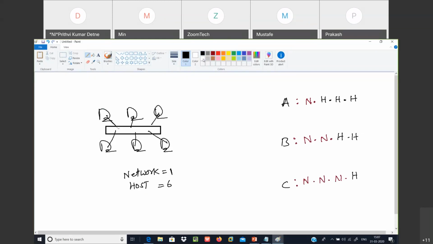Now my requirement here is network is 1, hosts are 6. So which requirement is more, network requirement or host requirement? Host requirement, right? Now in which class can you get more hosts? So Class A is recommended. Which class we choose depends upon network requirement and host requirement.